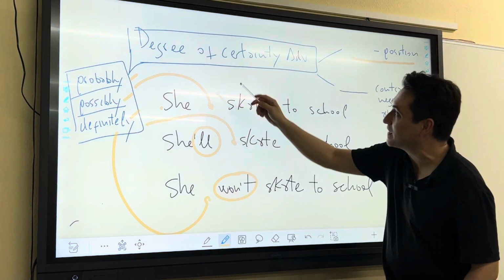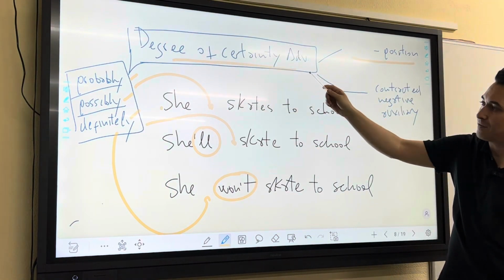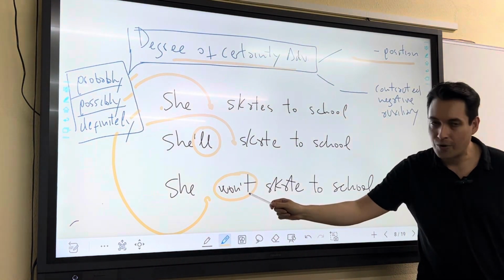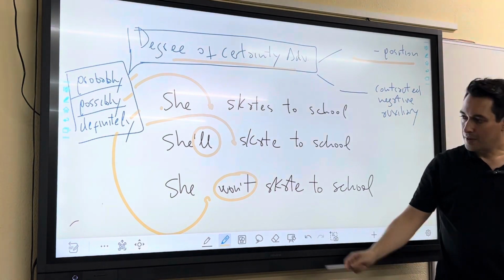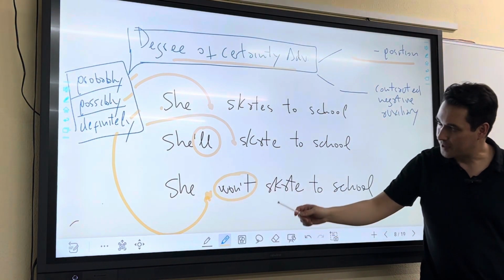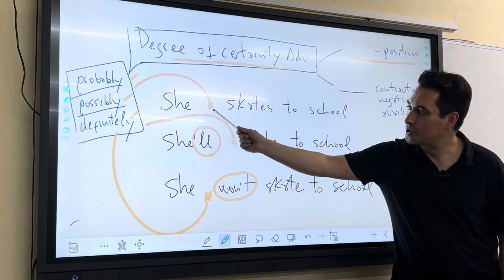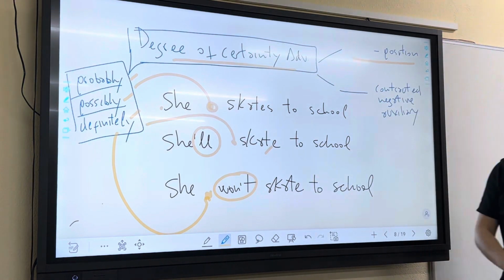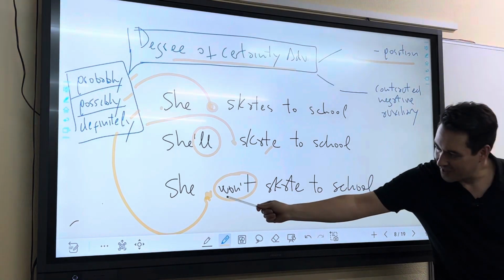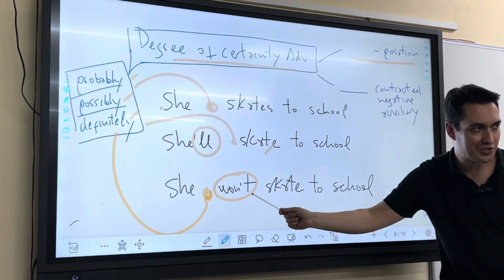So be careful with degree of certainty adverbs. They go before the negative auxiliary, or after a positive auxiliary, or in mid-position when there is no auxiliary. This is the difficult one, yeah? Before the negative auxiliary.